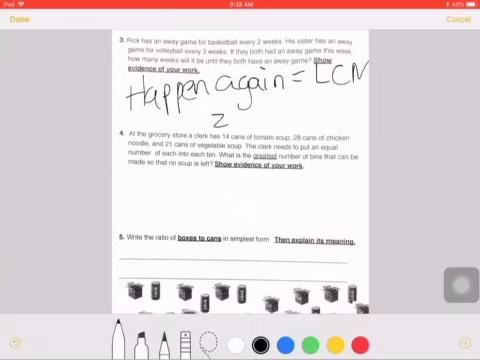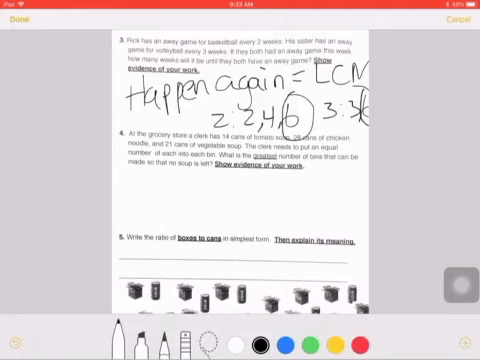It's 2 weeks and 3 weeks, so we're going to count by 2s, and we're going to count by 3s until we get the same number. I know I'm running out of room, but I should be able to see my LCM there would be 6, so 6 weeks.